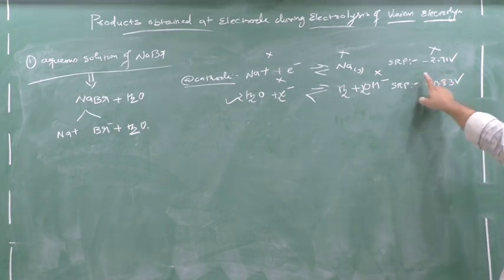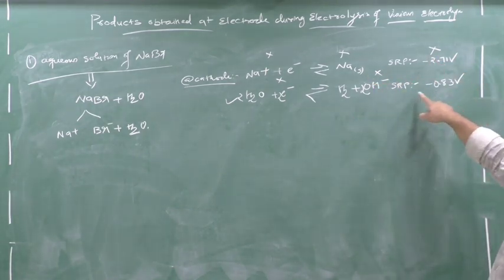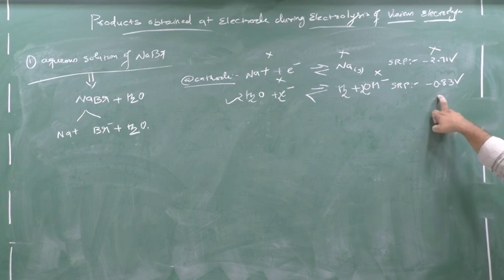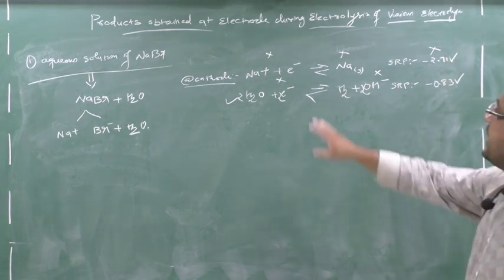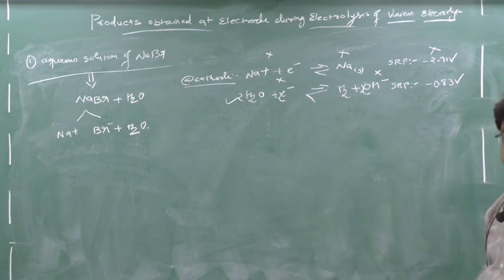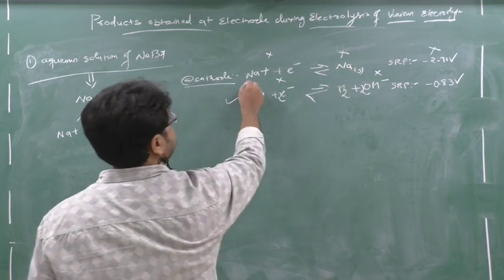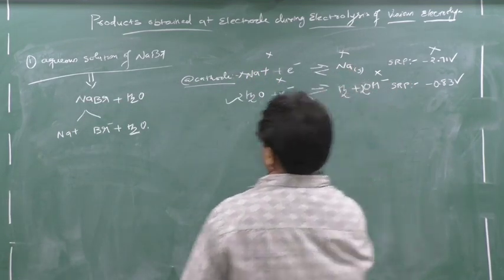Now cathode means more value. So here two values are there: SRP for sodium is minus 2.71 and SRP for water is minus 0.83. So who will win? This value is more. Yes or no? So the reduction of water will occur, sodium will not. So at cathode I will obtain hydrogen gas. Clear this part now? Now we will see at anode. So this reaction will not occur. Please remember this. Okay, now at anode.